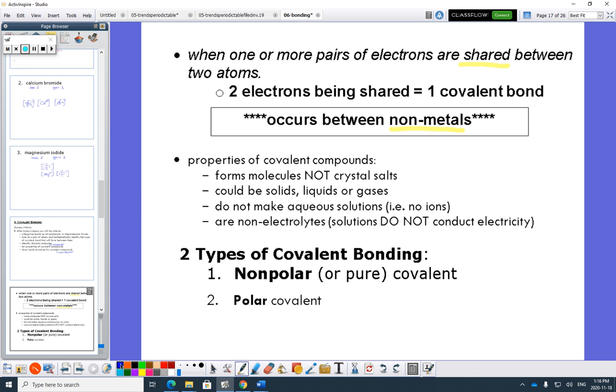So when you have sharing, like I said, sharing is sort of on a bit of a scale, right? Are you a good sharer? Are you a bad sharer? Are you greedy? Are you not greedy? The same sort of thing occurs with atoms. So when you have a nonpolar, sometimes called pure covalent, bond, that means equal sharing. And polar is unequal.